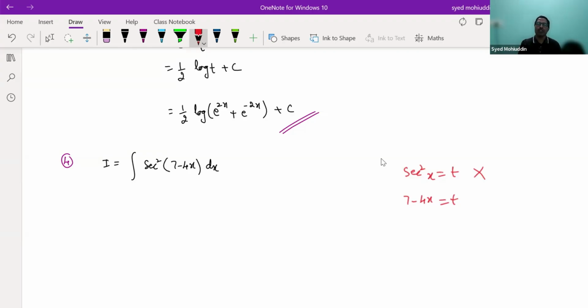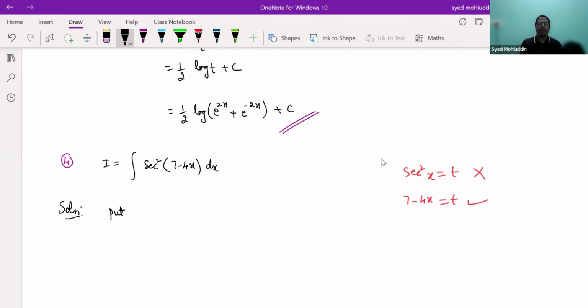Only two possibilities. So if you're not able to judge which value has to be taken as t, try to put both the possibilities and eliminate the one which is not possible. So this is not possible, therefore hence we'll be taking 7 minus 4x to be t. But when you take 7 minus 4x as t, you have to get back the remaining terms. So let us see whether we'll try to get it or not.